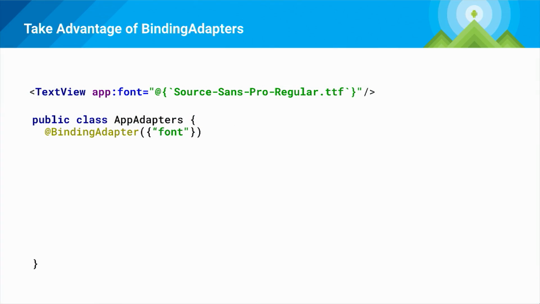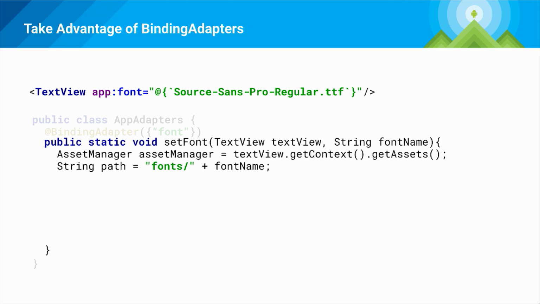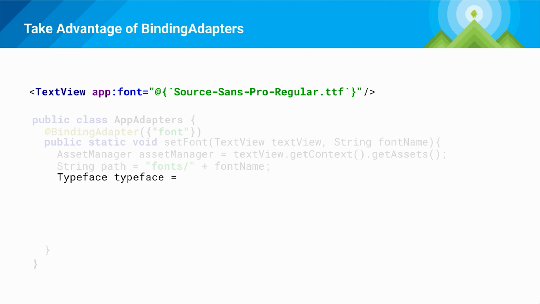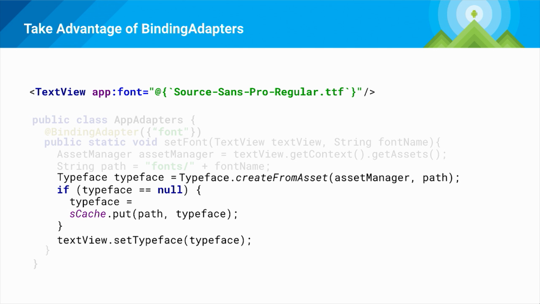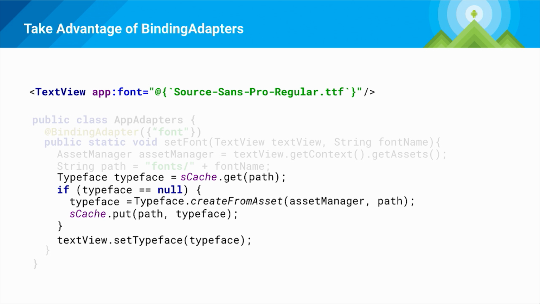I like this example because the good thing about it is it makes your XML very clean. You look at it, you understand what it's trying to do. And there's no added performance cost in all of these things. So you write a binding adapter that says, I know how to set a font on a text view. It's all well defined. And in this code, you get the font, you load the typeface, and set it on the text view. And if this was a real application, you would probably cache it so that you don't keep reloading the font.